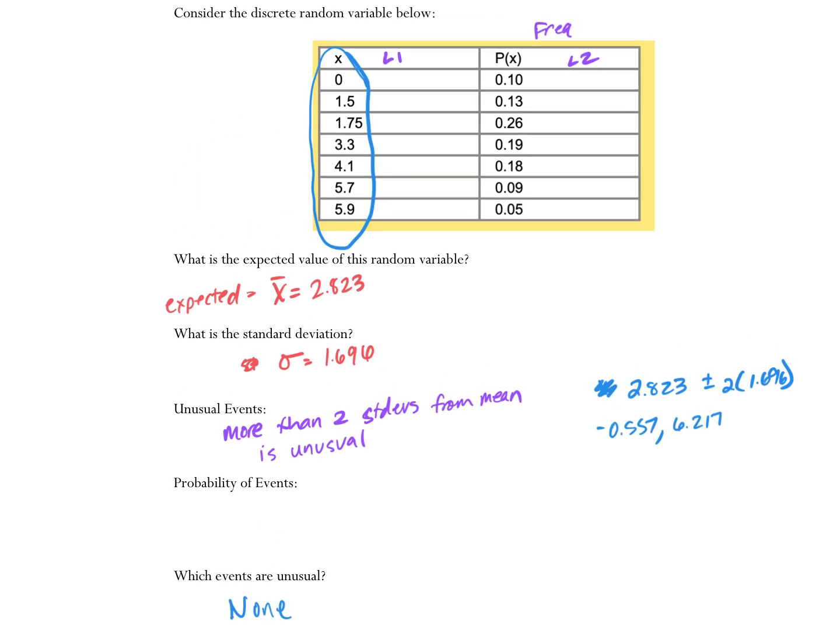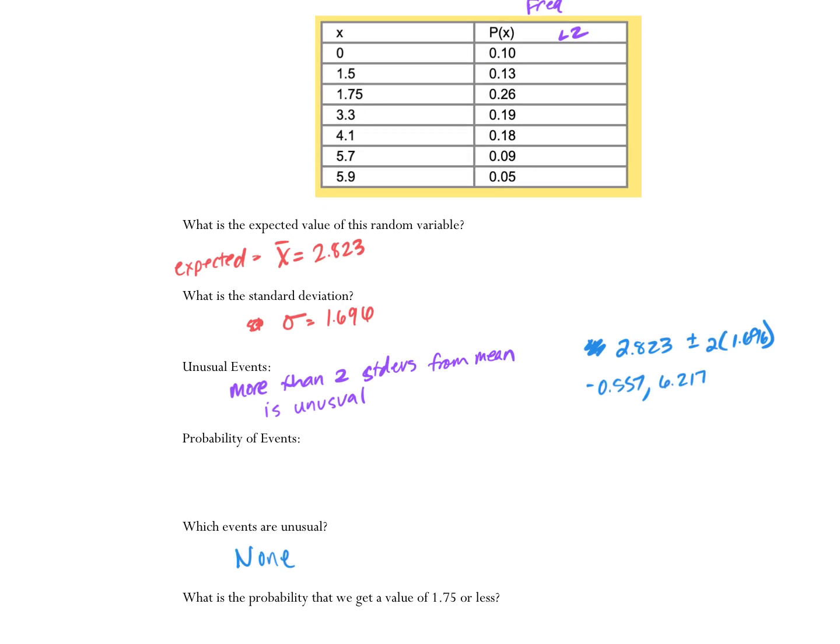Now, if we have this table, we can find different probabilities. For example, if I asked you, what is the probability that this variable is equal to 4.1? What would you say? That's describing this row. So the probability is 0.18.